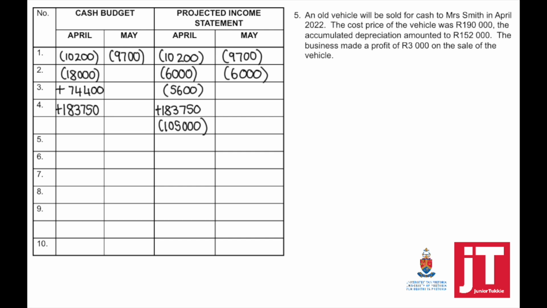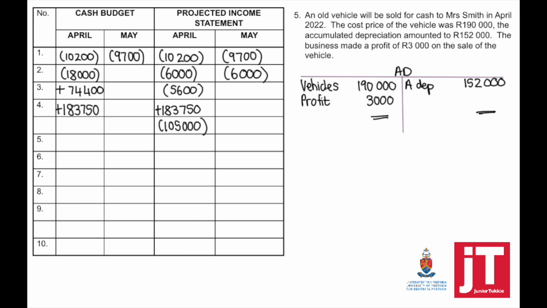Whenever you see asset disposal, open up the asset disposal account and we start with the cost. The cost was 190,000. You should know by now, it will always appear on the debit side in the asset disposal account. On the credit side, we're going to show the accumulated depreciation. They said to us the total accumulated depreciation amounted to 152,000. The business made a profit of 3,000. A profit will always appear on the debit side.